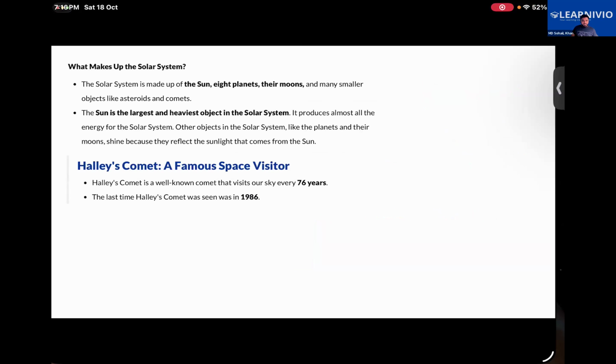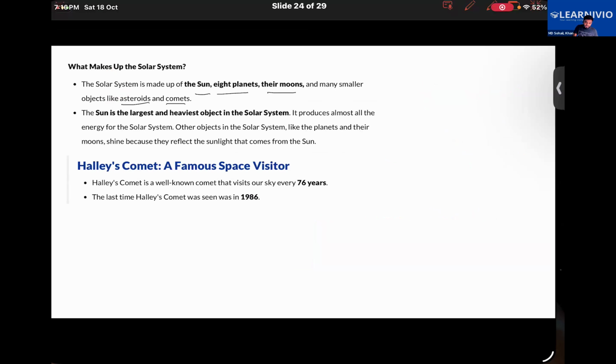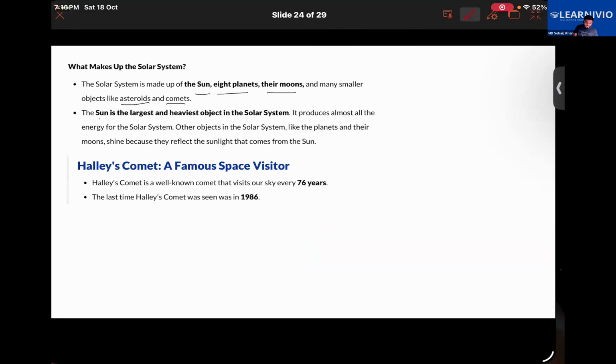All right. Again, we have this question: what makes up the solar system? The solar system is made up of the sun, 8 planets, their moons, and many, many small objects like asteroids and comets. Out of all of this, the sun is the largest and heaviest object in the solar system. It produces all the energy for the solar system. The solar system needs energy in order to operate, and that is derived from the sun. Other objects in the solar system, like the planets and their moons, also shine because they reflect the sunlight that comes from the sun.